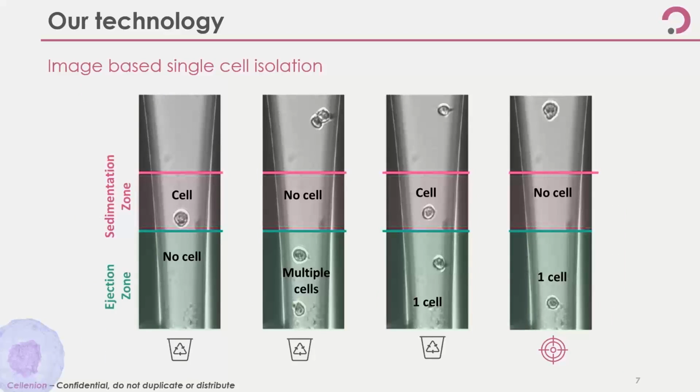If we look at real images of what we are able to see in our dispense capillary, you can see exactly what I said before. Something in the sedimentation zone, then it is not isolated. Multiple cells in the ejection zone, then it's not isolated either. A single cell in the ejection zone but the sedimentation zone is not empty, it's not isolated. But if you have a nice image of a single cell in the ejection zone and nothing in the sedimentation zone, then you isolate your cell.